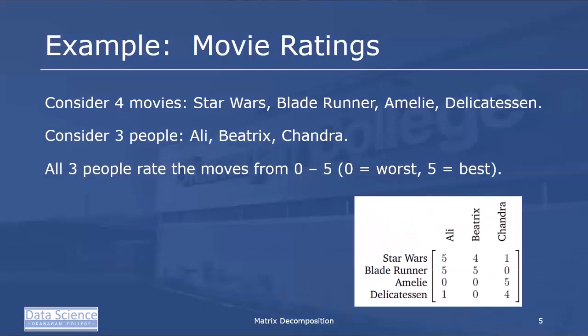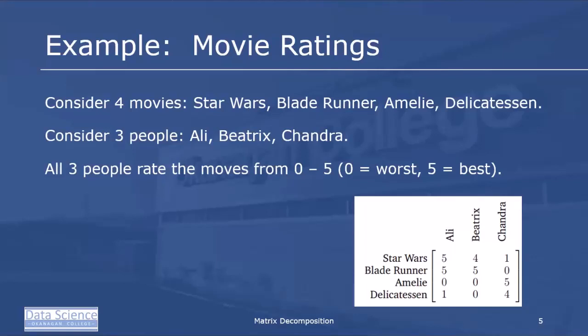Let's add a little practical interpretation for our singular value decomposition. We'll do this by analyzing data on people and their preferred movies. So let's consider three viewers, Ali, Beatrix, and Chandra, rating four movies: Star Wars, Blade Runner, Amelie, and Delicatessen. The ratings are values between 0, the worst, and 5, the best, and encoded in this matrix of data.